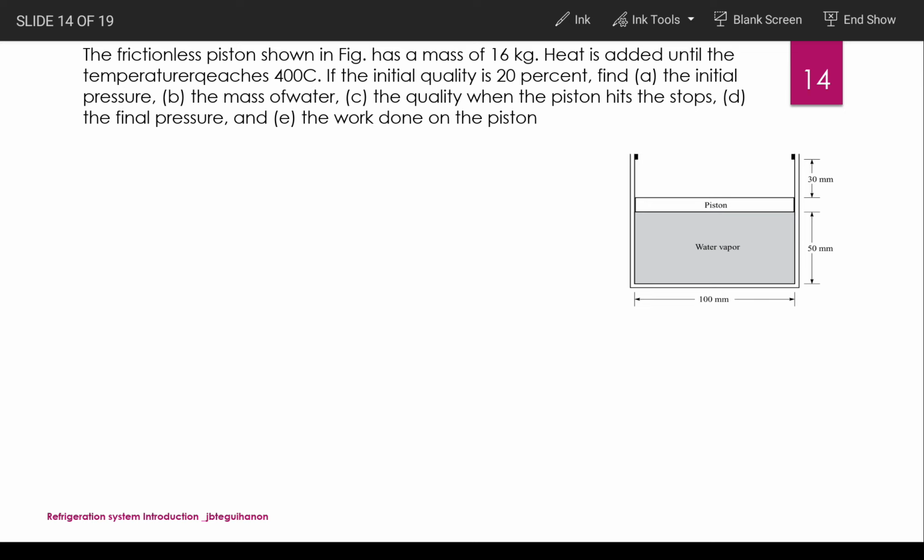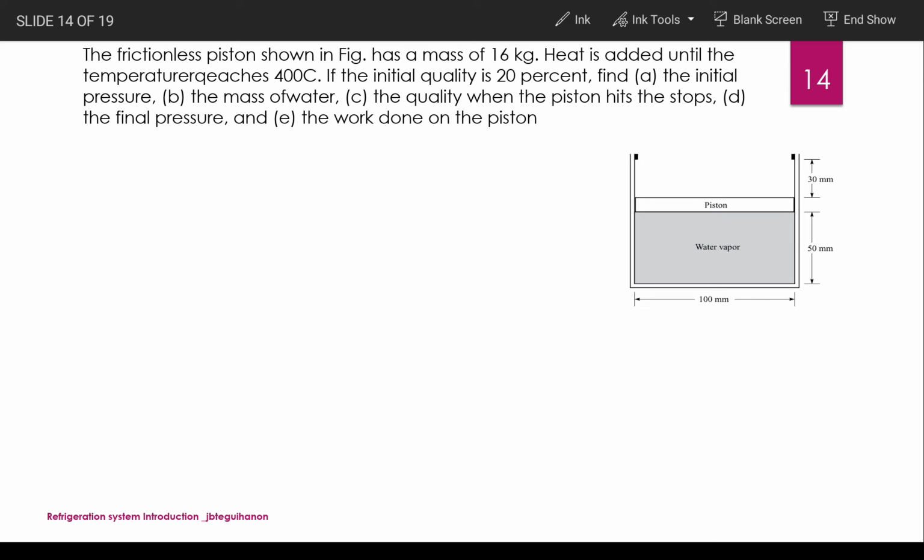So, let's have a sample problem here for the review of the following items. The frictionless piston shown in the figure, which we have here at the right side of the presentation, has a mass of 16 kg. Heat is added until the temperature reaches 400 degrees Celsius.